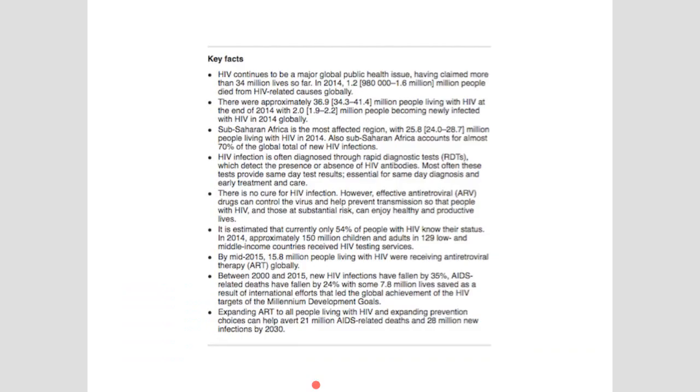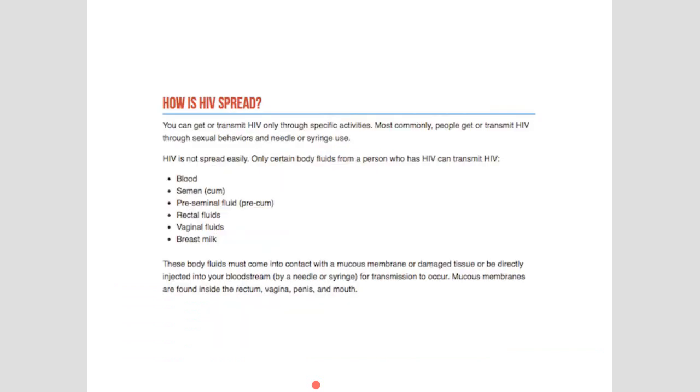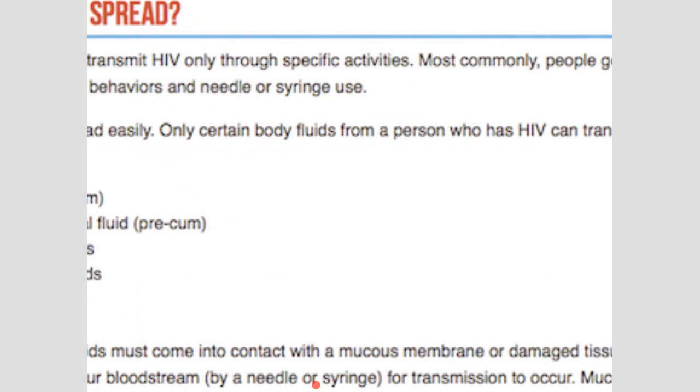Now, I'm going to leave it on you to read the key facts. We already discussed that. This is just a repeat slide. I just want you to be updated on what the CDC recommends.